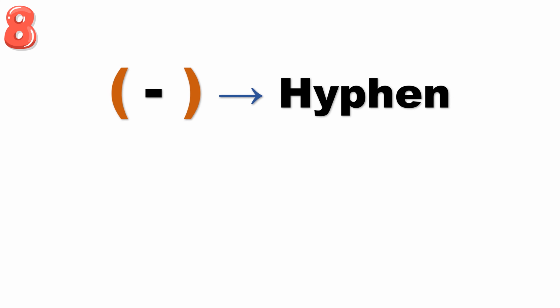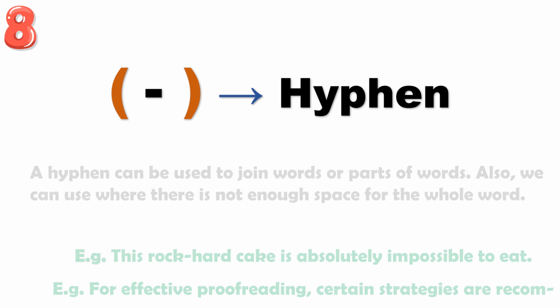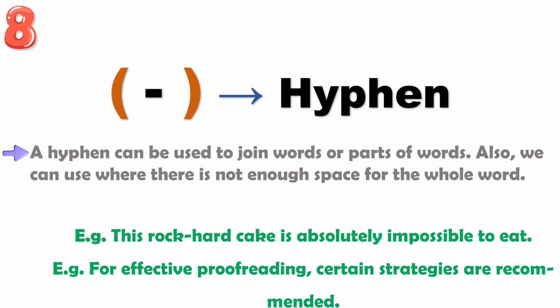Hyphen. A hyphen can be used to join words or parts of words. Also, we can use it where there is not enough space for the whole word. For example, this rock-hard cake is absolutely impossible to eat. For example, for effective proofreading, certain strategies are recom-mended.